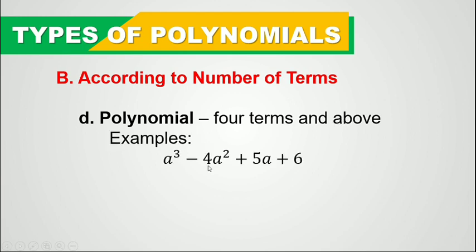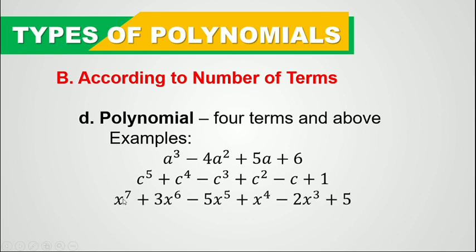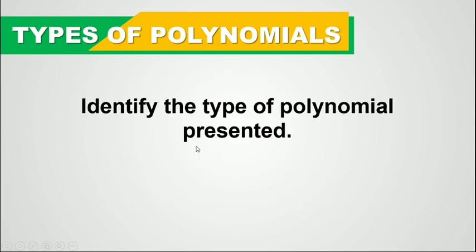Examples, we have a cubed minus 4a squared plus 5a plus 6, c to the 5th power plus c to the 4th power minus c cubed plus c squared minus c plus 1, and then x to the 7th power plus 3x to the 6th power minus 5x to the 5th power plus x to the 4th power minus 2x cubed plus 5. So these are examples of polynomials. Now let's try these. Let's identify the type of polynomial presented. So I will be showing here different polynomials, and all you just have to do is to identify its type.